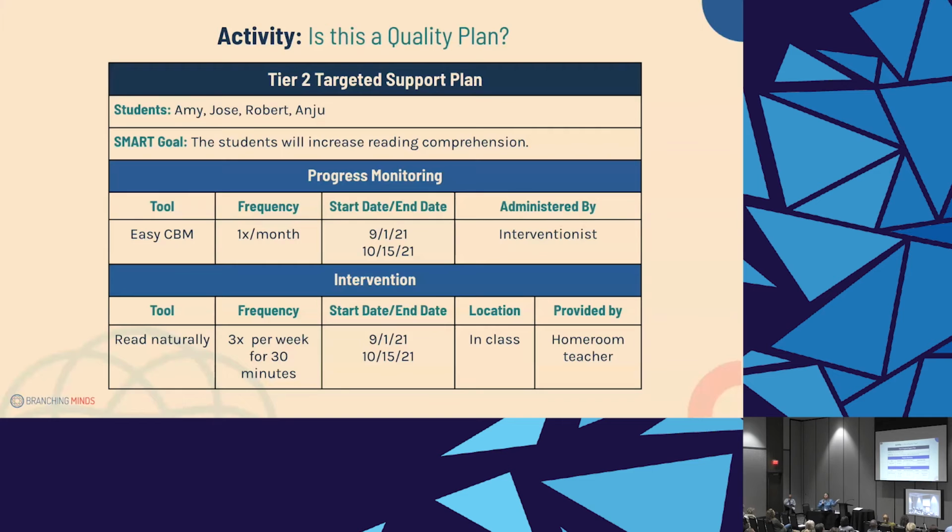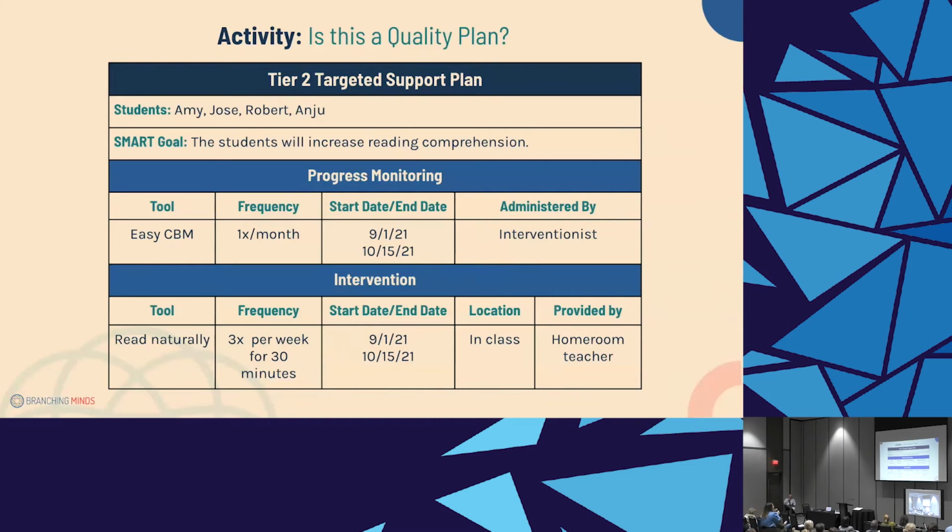Okay, so why is this so important? Let's pretend this is a support plan. It's supporting 4 students. Whoa, that's good, right? A group of 4, okay. Students will increase reading comprehension. Yeah, they have a goal. Is that a goal? No. No, that's not a goal. It doesn't even have a number on it.